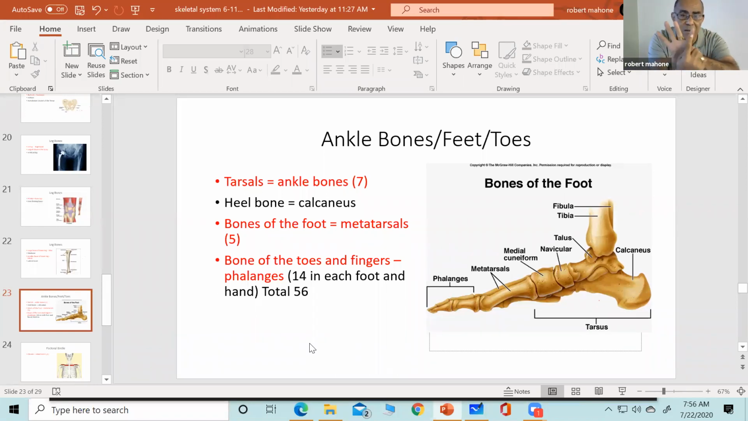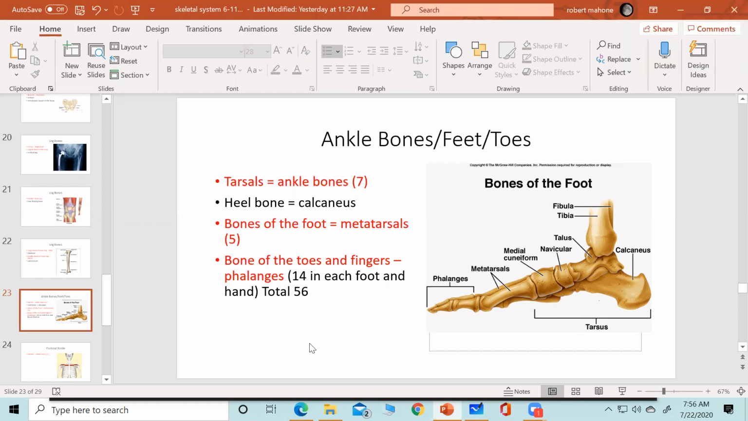This one right here, I'm pointing to the middle one of the little finger, the medial phalange of the 5th digit of the left hand. So that is how we refer to those in the fingers and toes.